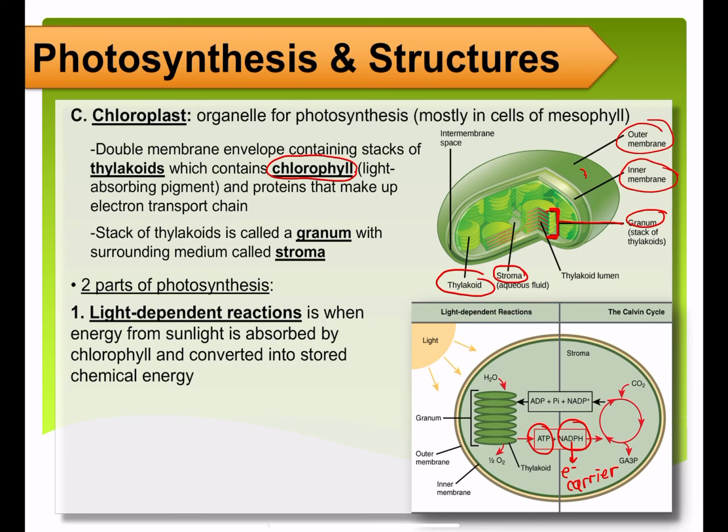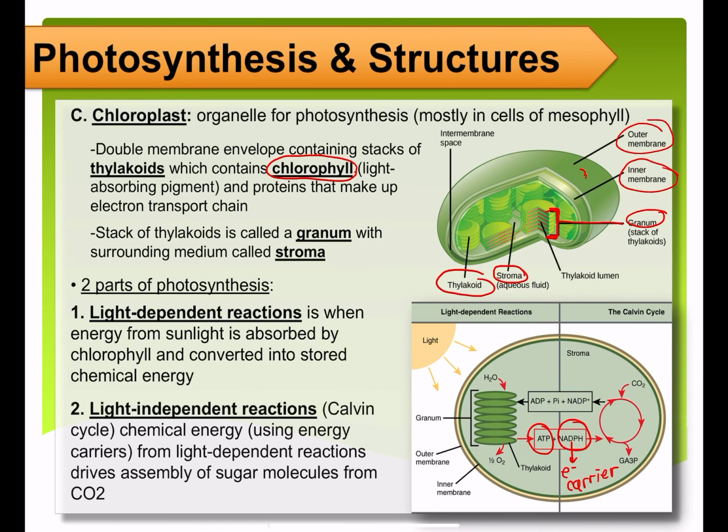Both of these are critical to power the next part of photosynthesis. And hence that next part, or the second part of photosynthesis, is called the light-independent reaction, better known as the Calvin cycle. Kind of like your Krebs cycle, but it's called the Calvin cycle for photosynthesis.